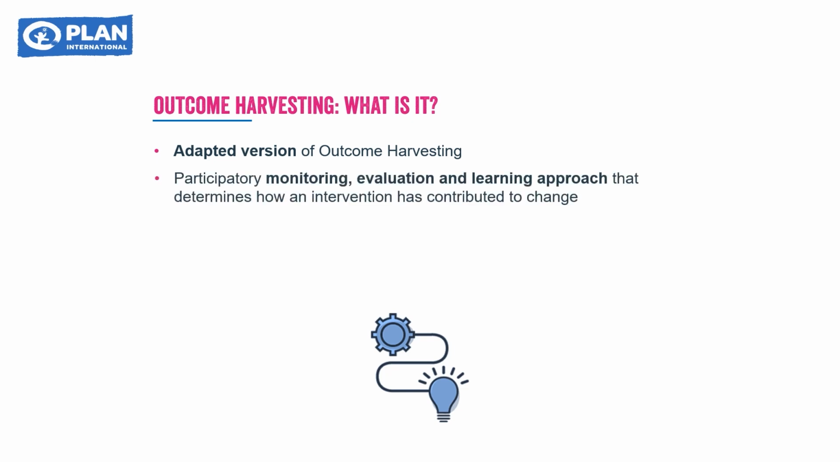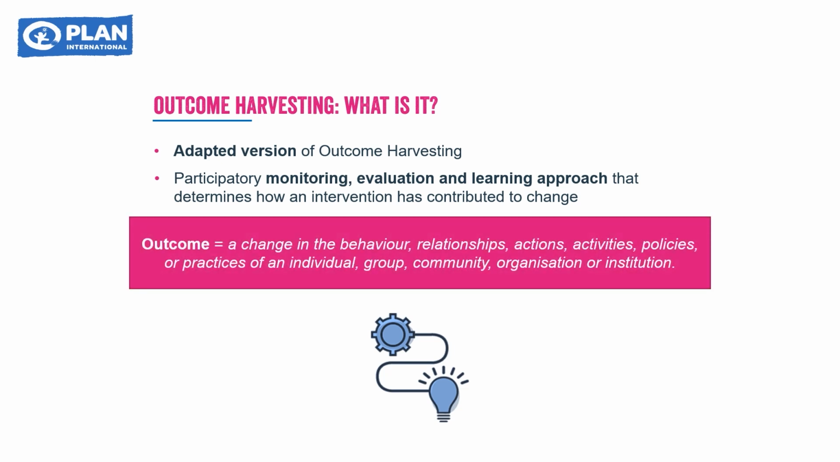Outcome harvesting is a participatory monitoring, evaluation, and learning approach that determines whether and how an intervention has contributed to change by collecting, or harvesting, evidence of what has changed, outcomes. The method was inspired by the definition of an outcome as a change in the behavior, relationships, actions, activities, policies, or practices of an individual, group, community, organization, or institution.